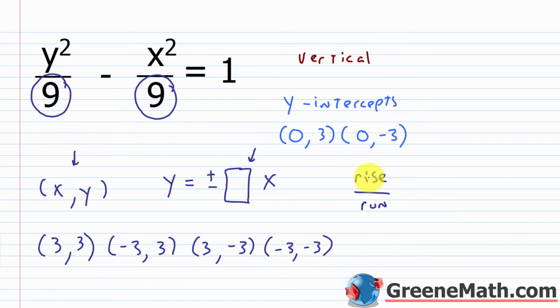So where do I get the rise from? Again, you take the principal square root of this guy right here, whatever is underneath y squared. So that's going to be 3. Where do I get the run?